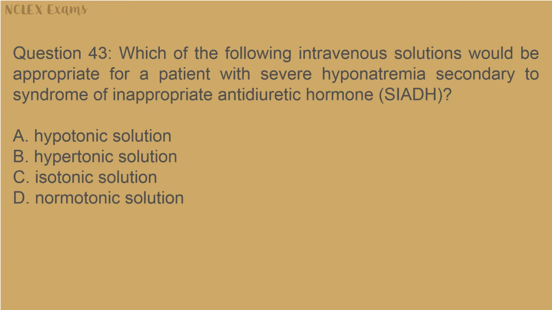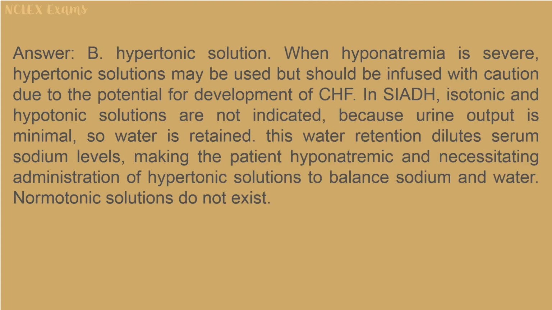Question 43. Which of the following intravenous solutions would be appropriate for a patient with severe hyponatremia secondary to syndrome of inappropriate antidiuretic hormone, SIADH? A. Hypotonic solution, B. Hypertonic solution, C. Isotonic solution, D. Normotonic solution. Answer: B. Hypertonic solution. When hyponatremia is severe, hypertonic solutions may be used but should be infused with caution due to the potential for development of CHF. In SIADH, isotonic and hypotonic solutions are not indicated, because urine output is minimal, so water is retained. This water retention dilutes serum sodium levels, making the patient hyponatremic and necessitating administration of hypertonic solutions to balance sodium and water. Normotonic solutions do not exist.